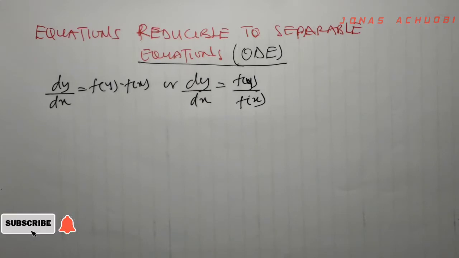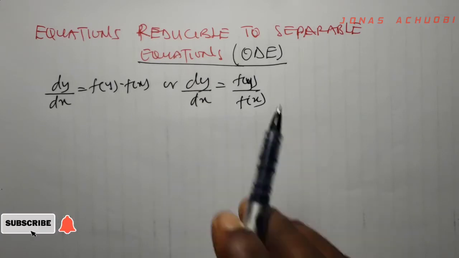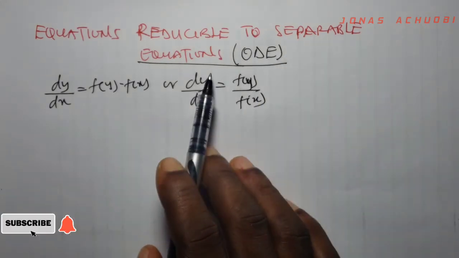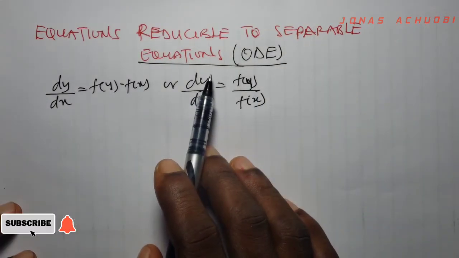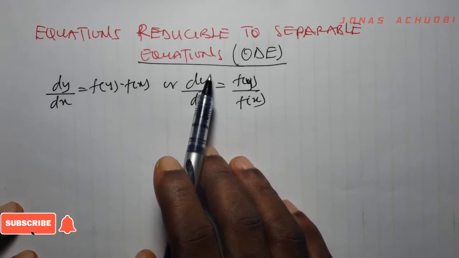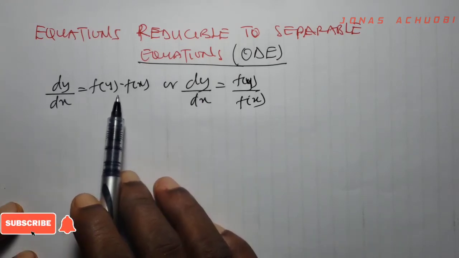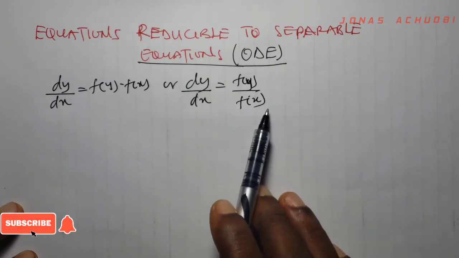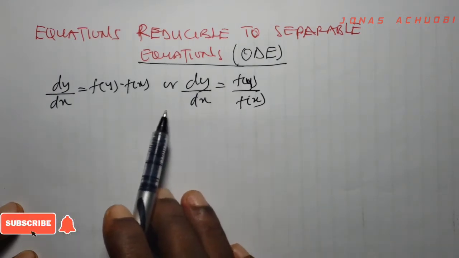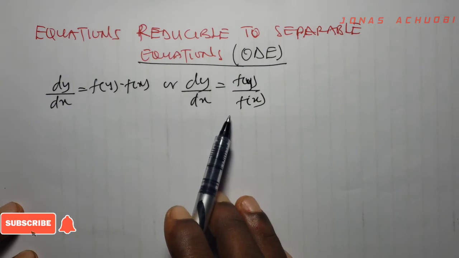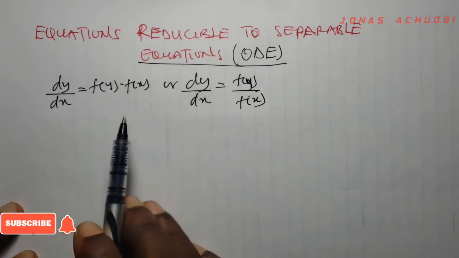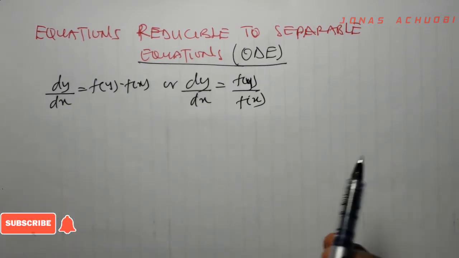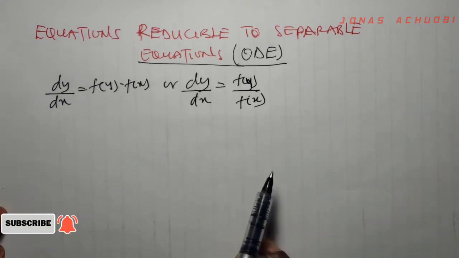Today we shall be looking at ordinary differential equations that are reducible to separable equations. In our last lecture, we had dealt with equations that can be solved by the method of separation of variables. And we said that if we have equations of the form dy/dx equal to f(y) times f(x), or dy/dx equal to f(y) divided by f(x), then we can easily separate the variables of these equations, by writing y on the left hand side and x on the right hand side, then integrate and find the value of the unknown function.